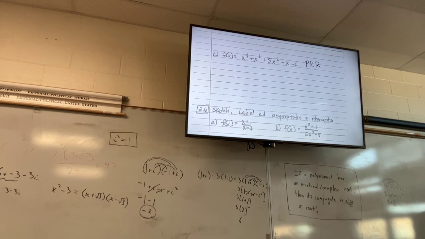PRR, okay? So plus or minus 1, plus or minus 2, plus or minus 3, plus or minus 6, all over plus or minus 1. So we have 8 possible rational roots here that we've got to try plugging in.